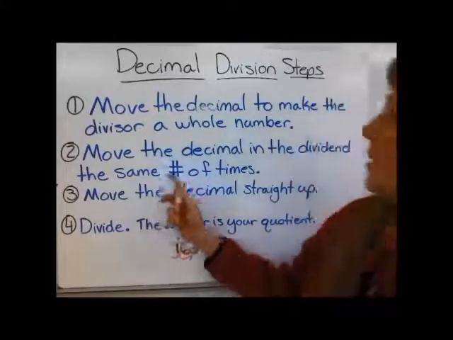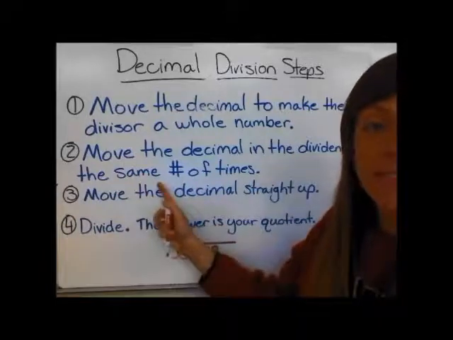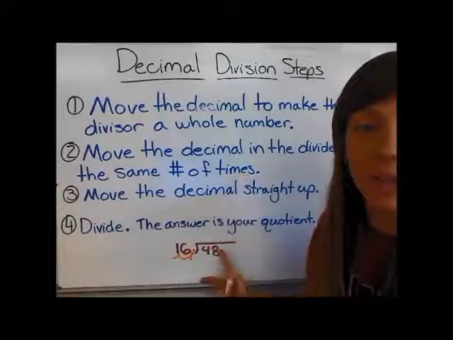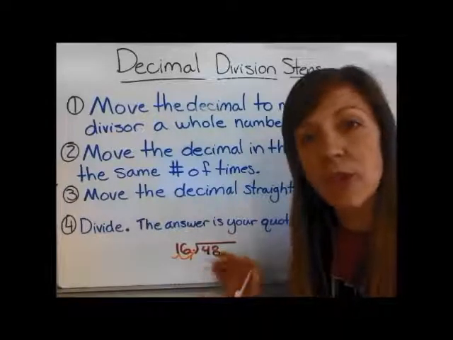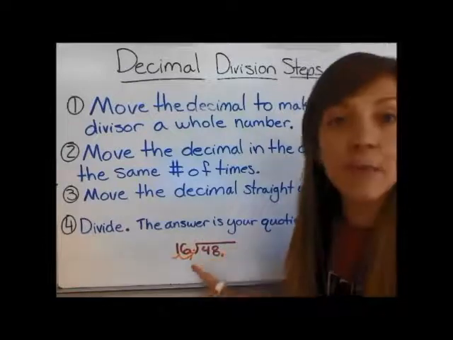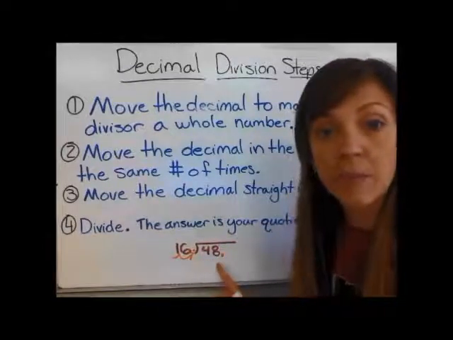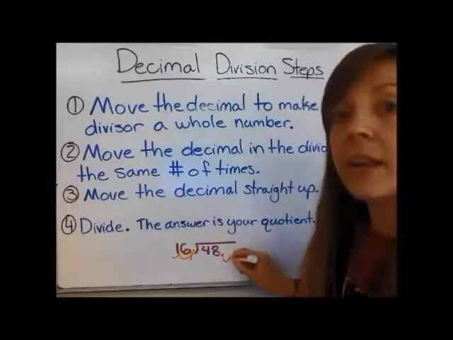Step 2. Move the decimal in the dividend the same number of times. So I'm going to go to my dividend. I know that this is a whole number 48, so the decimal is always at the end of a whole number. Since I moved the decimal in my divisor 2 times, I'm going to move the decimal in my dividend 2 times. 1, 2.